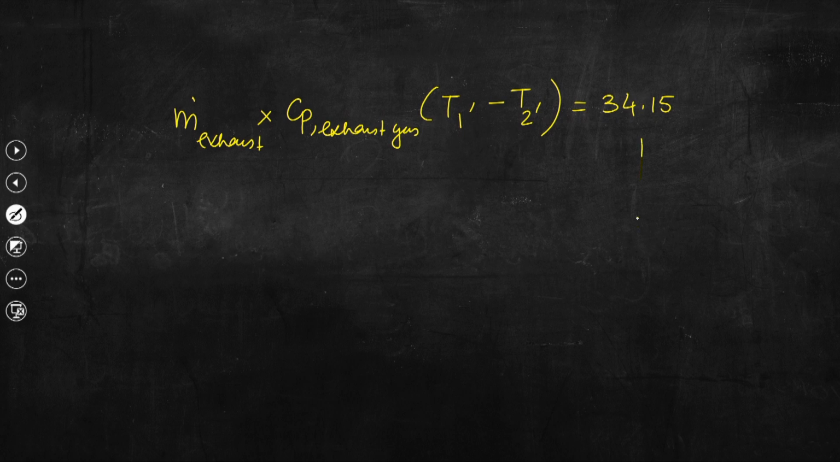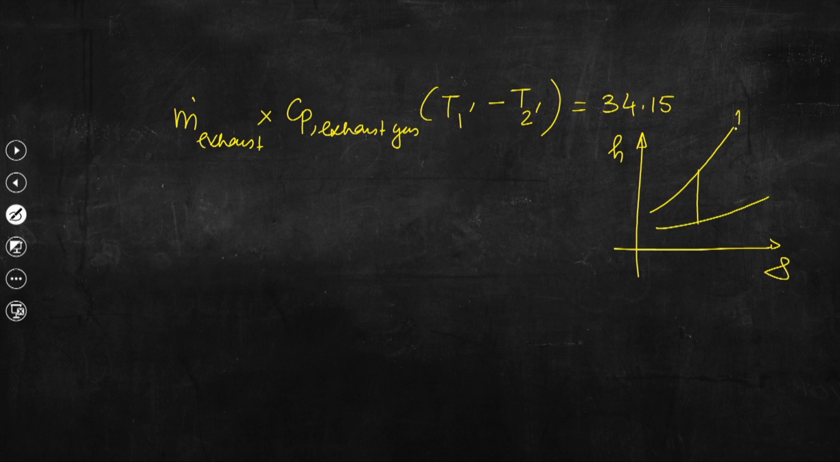So, let me draw the HS diagram once again. So, this is what we could consider. This is 1 prime, this is 2 prime. To avoid confusion we are giving 1. So, for example, the expansion is taking place from 1.